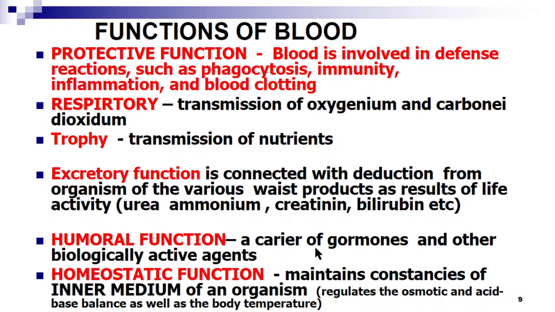Humoral function, a carrier of hormones and other biologically active agents. Of course, the endocrine system can work, and moreover the intercellular interactions can be activated, only with blood as an agent for carrying these substances. And homeostatic functions, which we have to discuss. That's homeostasis, which maintains the constancy of the inner medium of an organism. For example, what does it mean? It maintains the constancy of the inner medium. It regulates the osmotic pressure.